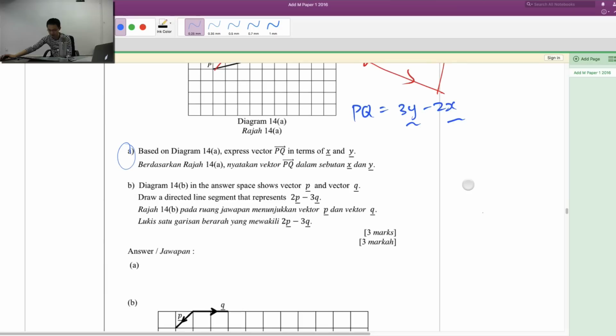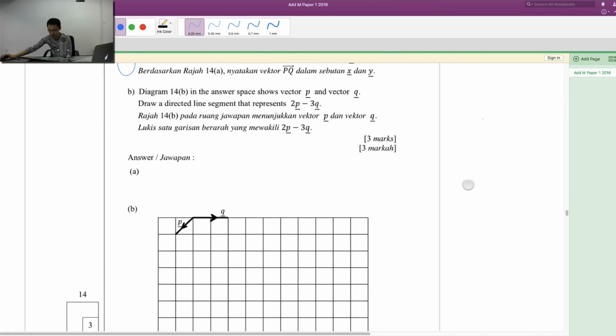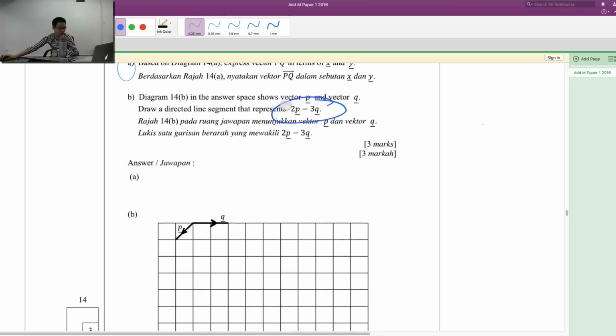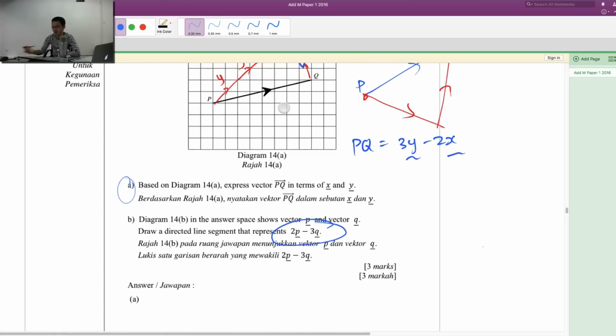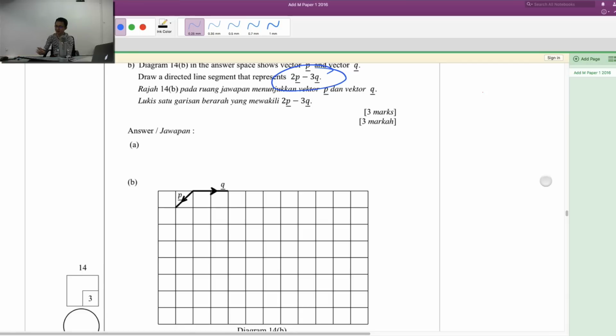Okay, 14b, diagram, space, the vectors p and q. What is the question? Diagram 14b in the answer space shows vector p and vector q. They ask you to draw the line segment representing 2p minus 3q. If you write it the other way around, y first then x, definitely it's correct. You do PQ equals negative 2x plus 3y. You can always do that. It's correct. No problem. Now I will need 2p and minus 3q.